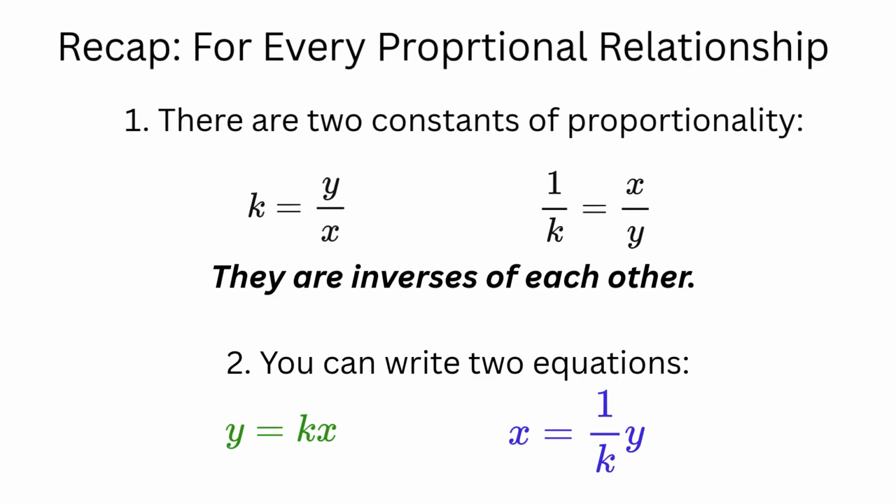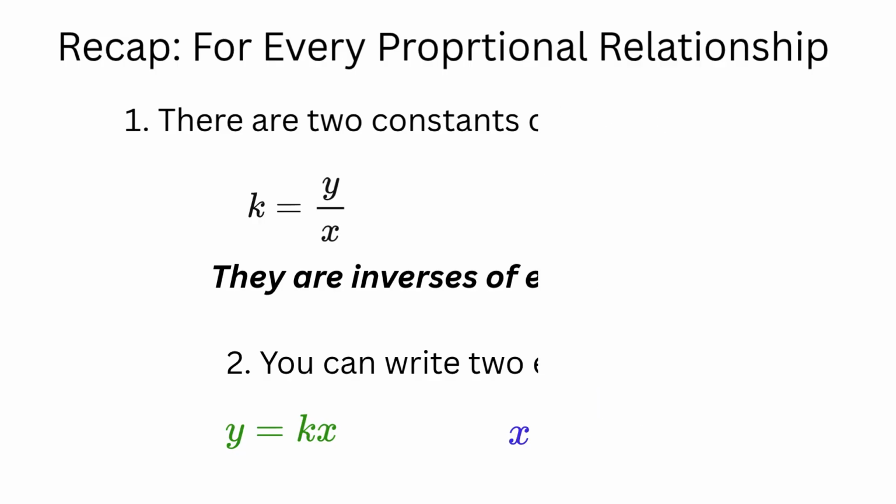Let's wrap it up. 1. Every proportional relationship has two constants of proportionality, k equals y over x, and 1 over k equals x over y, and they're inverses of each other. 2. Two equations, y equals kx and x equals 1 over k times y, that describe the same thing. Once you understand both, you can switch between them easily depending on what the problem gives you.